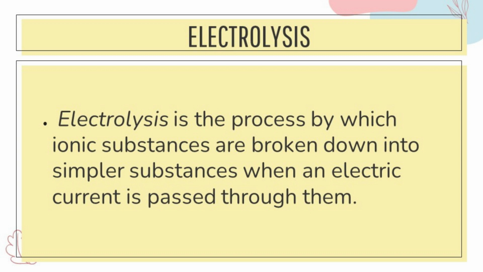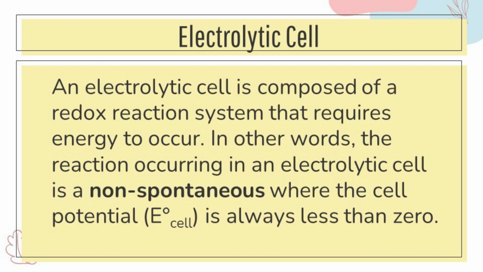Okay, so again, electrolysis, it is used most of the time commercially and industrially. Okay, so next we have here the electrolytic cell. So electrolytic cell is composed of a redox reaction system that requires energy to occur. In other words, the reaction occurring in an electrolytic cell is non-spontaneous, where the cell potential is always less than zero, or simply it is negative.